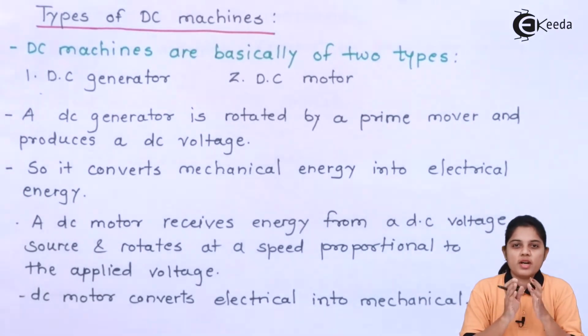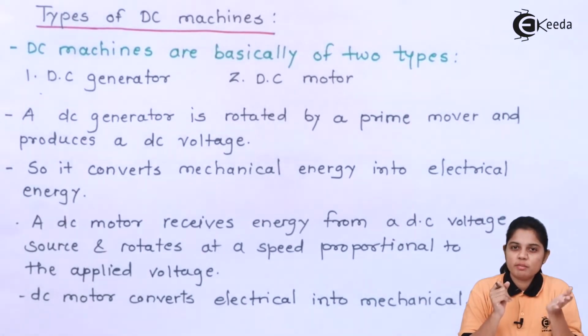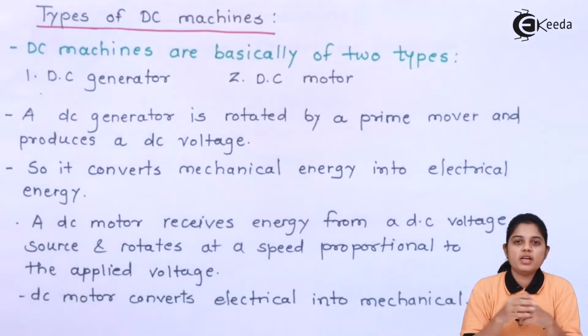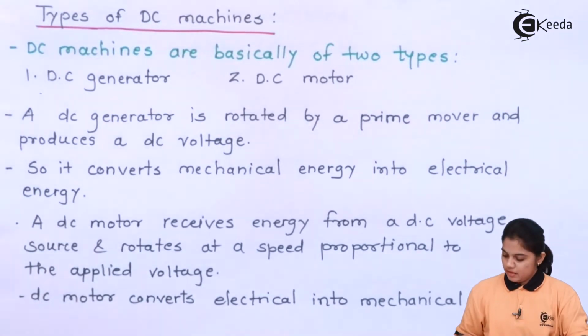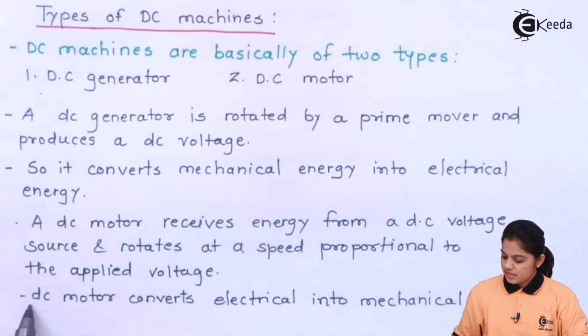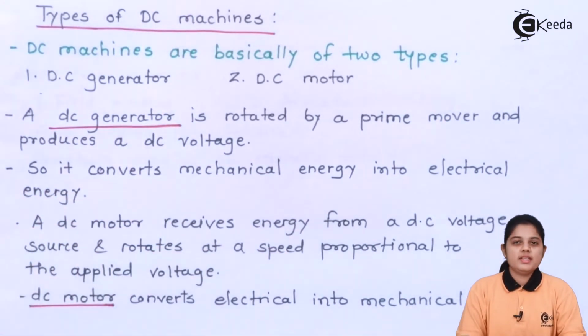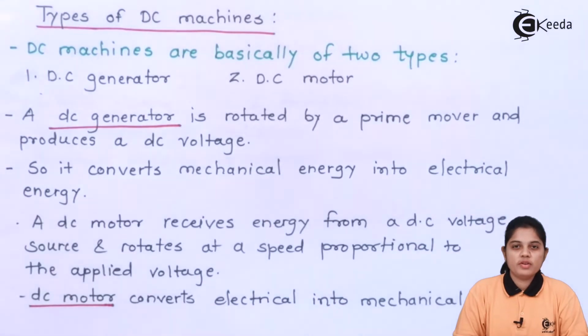This is what we call a DC generator and a DC motor. So basically a DC generator converts mechanical energy into electrical energy, whereas vice versa, a DC motor will convert electrical energy into mechanical energy. So here it is shown how a DC motor is different from a DC generator. Now let's see the basic working principle of a DC machine.